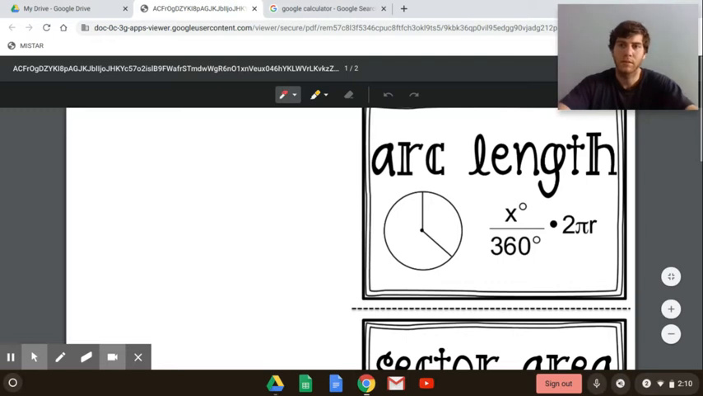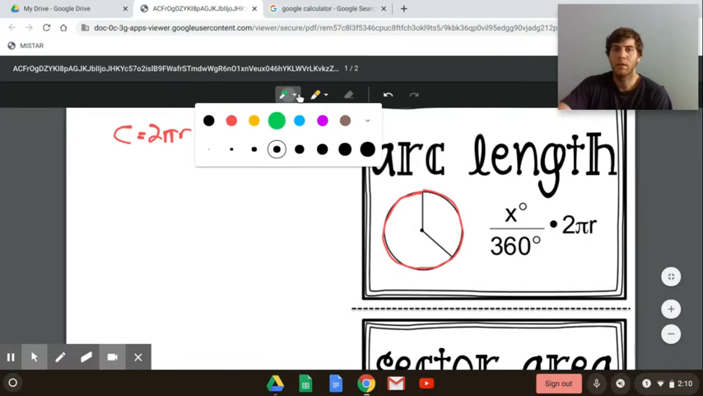Hi guys. So these are the notes for arc length. Arc length is the distance or the length of a piece of a circle, right? An arc is part of the circle. If we go around the entire circle, that's the circumference. We know that the circumference of a circle equals 2 pi r, so the distance around the circle is 2 pi r.